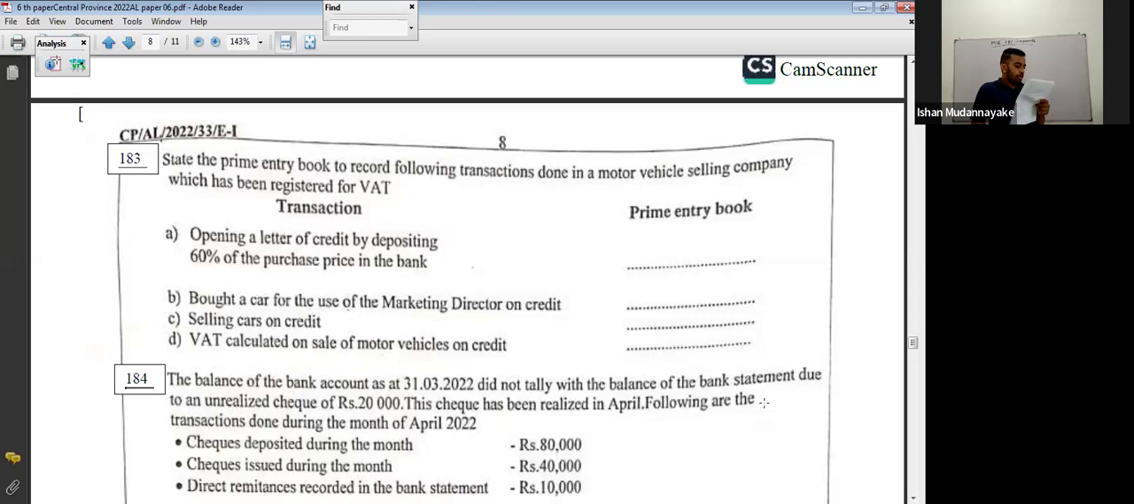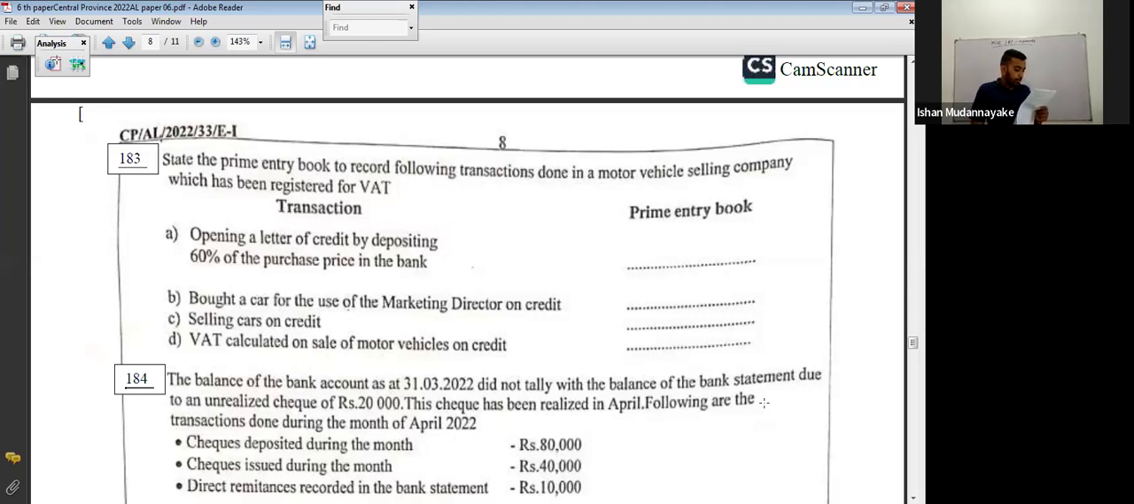A, opening a letter of credit by depositing 60,000 of the purchase price in the bank. What is the primary book? They have deposited 60% of the purchase price to open an LC account. The cash payment journal is the primary book.